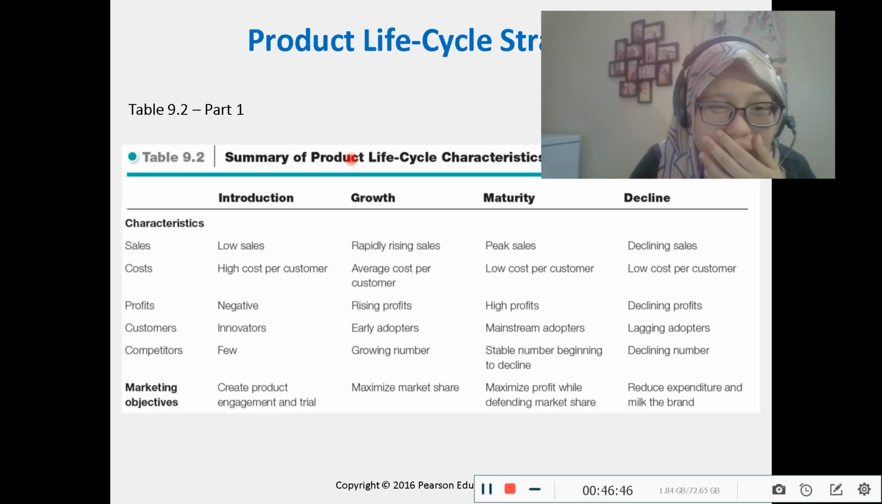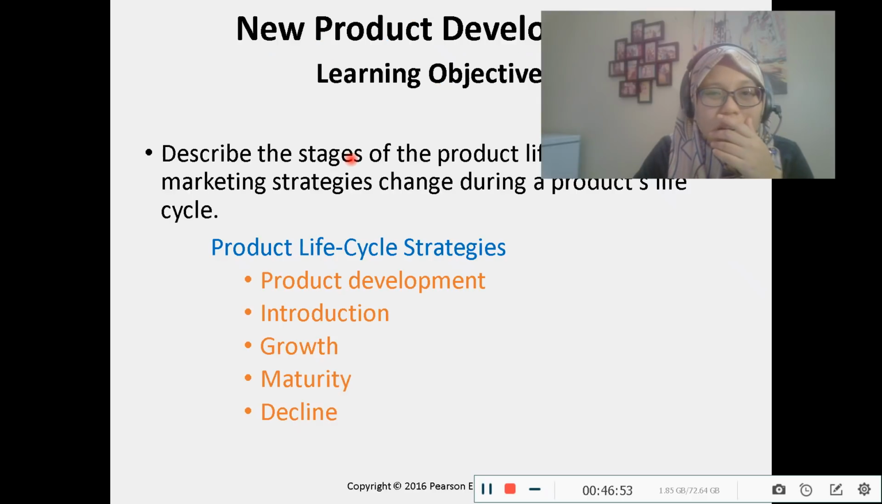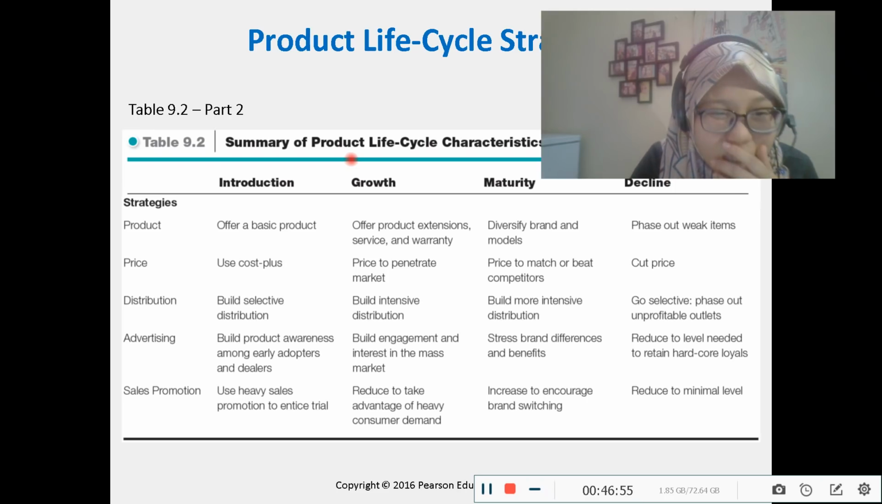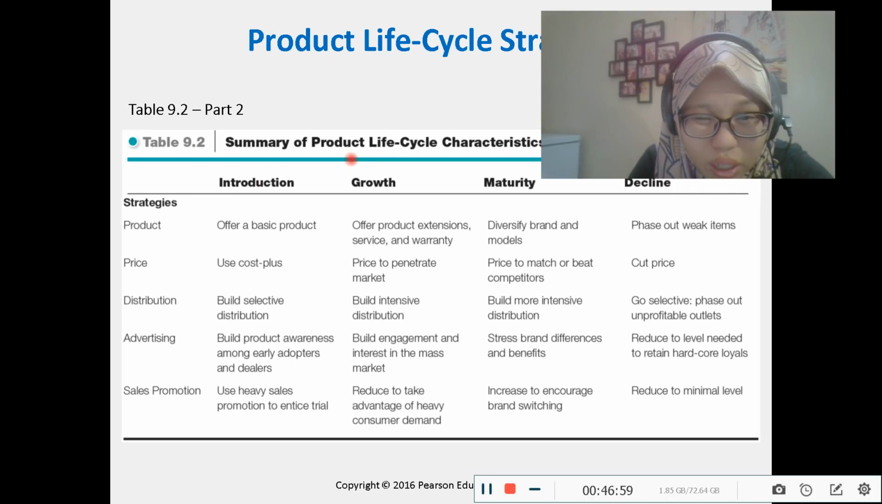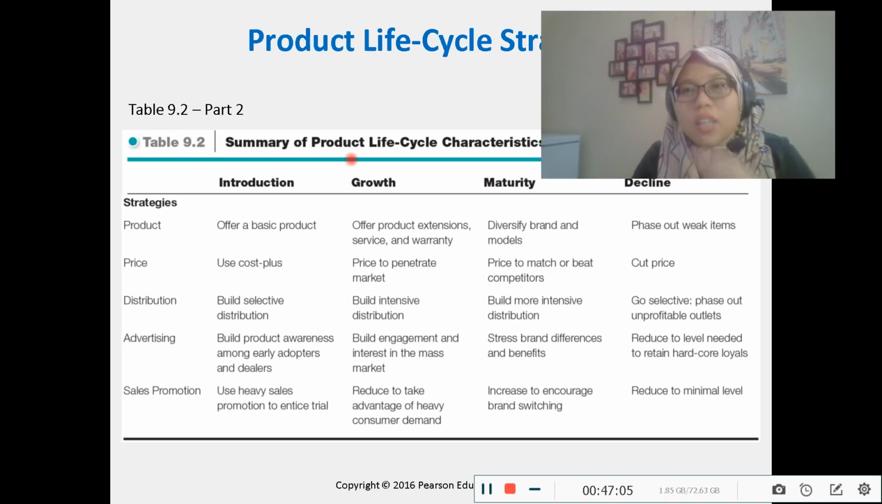Okay, so ini adalah summary dia. Awak boleh tengok sendiri. Saya rasa benda saya cakap tadi semua dah ada dalam ni. Tak perlu saya nak terangkan lagi. Okay, sekarang dah 46 minit. Okay, so sale promotion, use heavy sales, reduce to take advantage of heavy consumer demand, increase to encourage brand switching, and reduce to minimal level. Jadi marketing strategi yang terakhir ni dia dah kurangkan. Okay, to reduce the marketing strategy because they do not see the potential anymore.